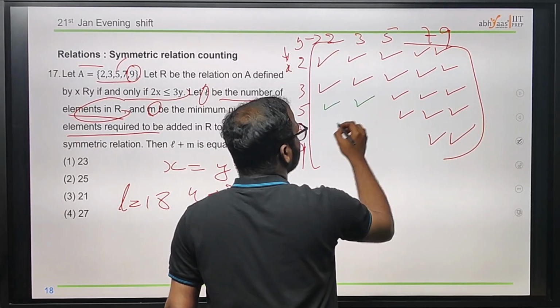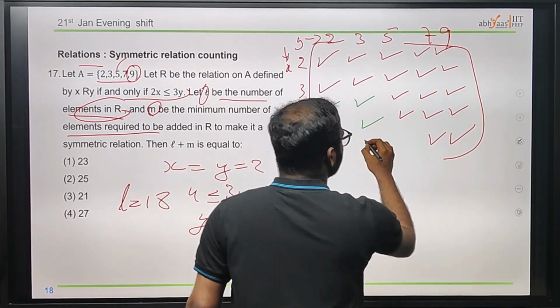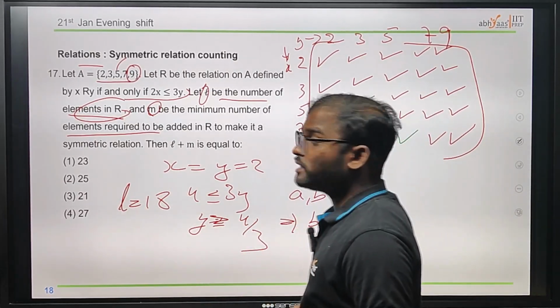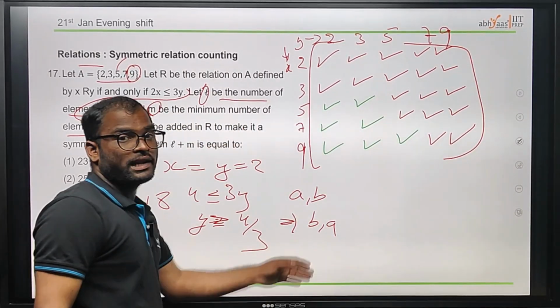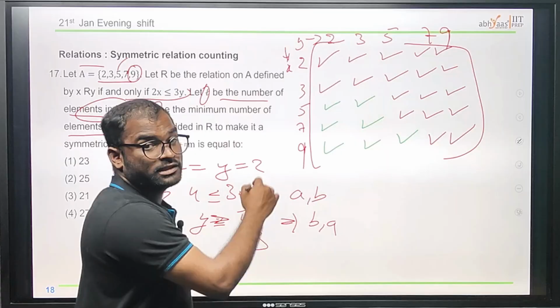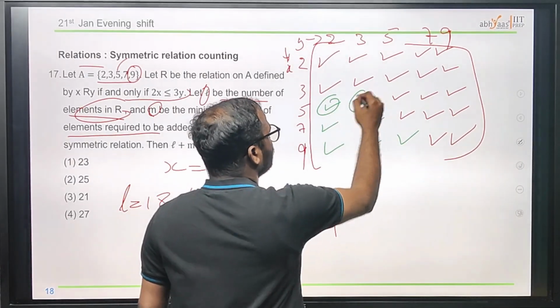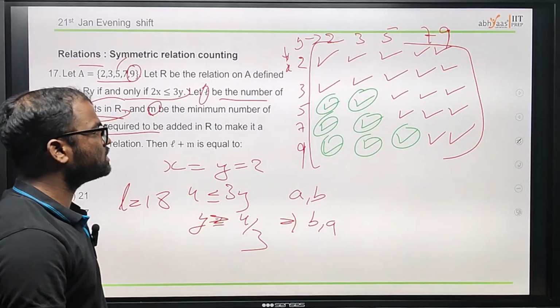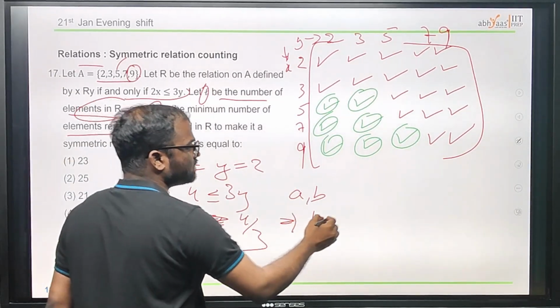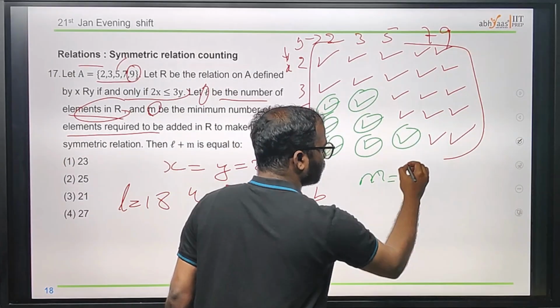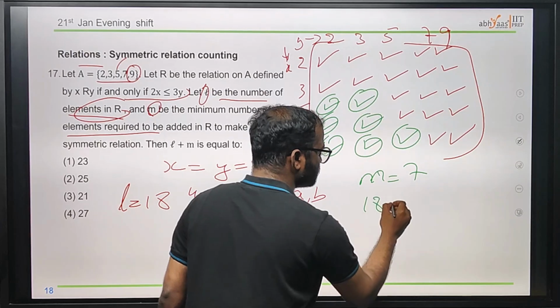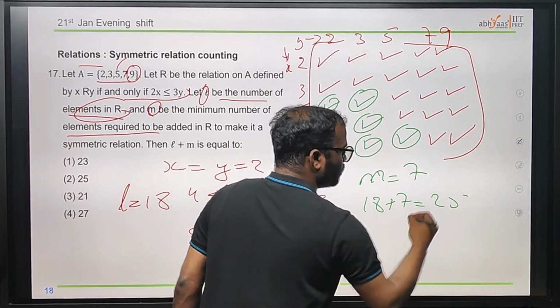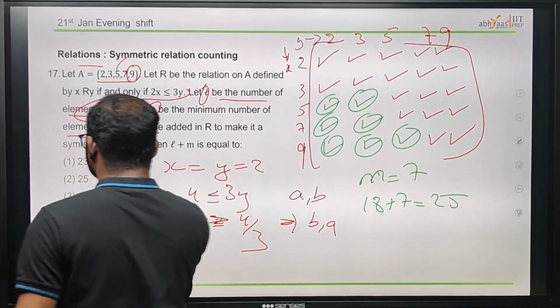Therefore, in this situation we have this one, this one, this one, this one, and this one, in order to make it a symmetric relation. In the matrix, we need this one in order to make it symmetric. Therefore 1, 2, 3, 4, 5, 6, 7. There are 7 elements needed to make it a symmetric relation. Therefore M is equal to 7. Therefore 18 plus 7, which is equal to 25, is our answer.